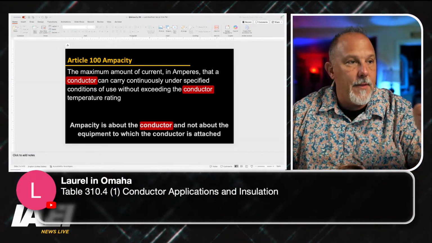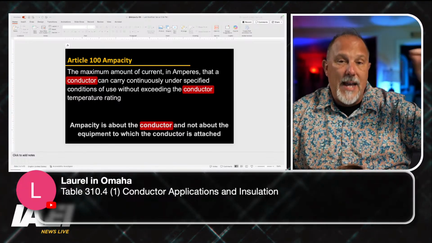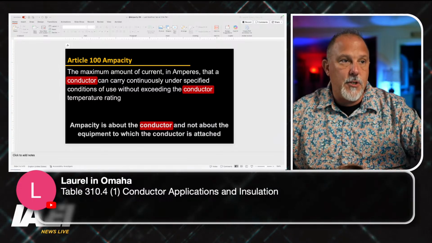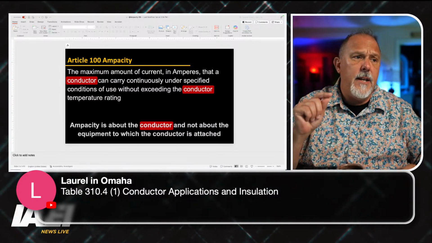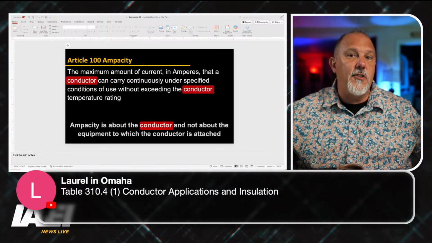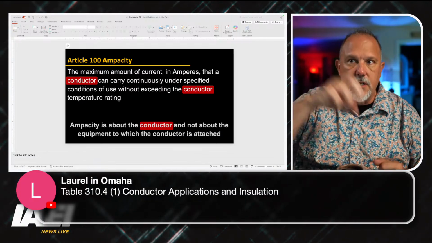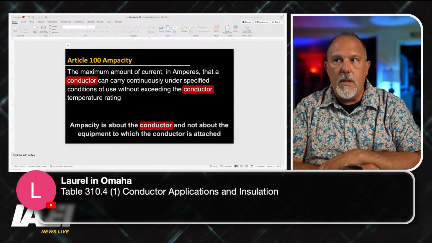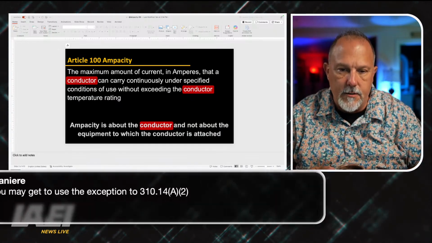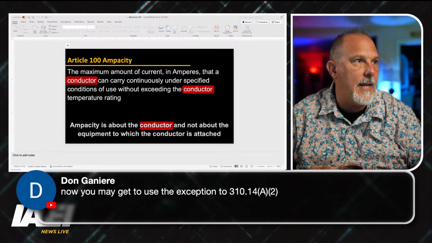Now they'll tell you, as an exception to the ampacity, when you have a circuit length, there's an exception that says as long as you don't exceed 10 feet or 10% of the total circuit, then you don't have to worry about that portion which is in that restricted zone. So Don Ganir, now you may get to use the exception in 310.14(A)(2).